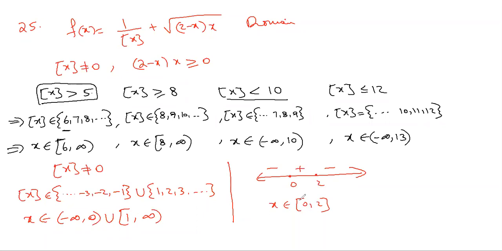Now the intersection of these two, both conditions should be satisfied. Closed 0 to 2 and this. The common part is closed 1 to closed 2, the final answer. And we have an interval option like that. If you look at the options, closed 1 to 2, yes, we have an option, that is option 3.